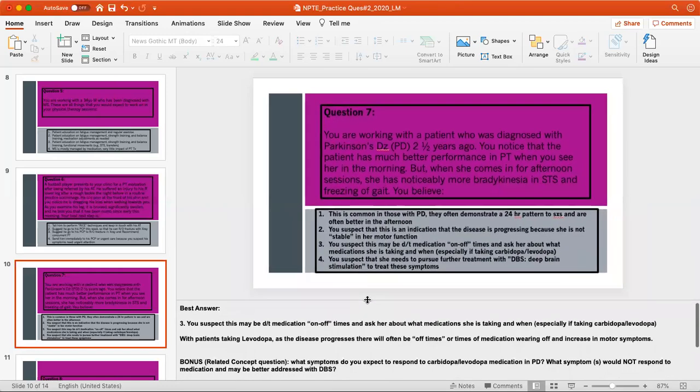So, a follow-up question: what symptoms for an individual with Parkinson's would you expect to respond to this carbidopa-levodopa medication, and what symptoms would not respond as well that might be addressed further down the road with deep brain stimulation treatment, surgically implanting that device? It's my understanding that the meds are going to treat like the freezing of the gait and I think like the festinating gait, stuff like that. But deep brain stimulation is going to do better with like the tremors.